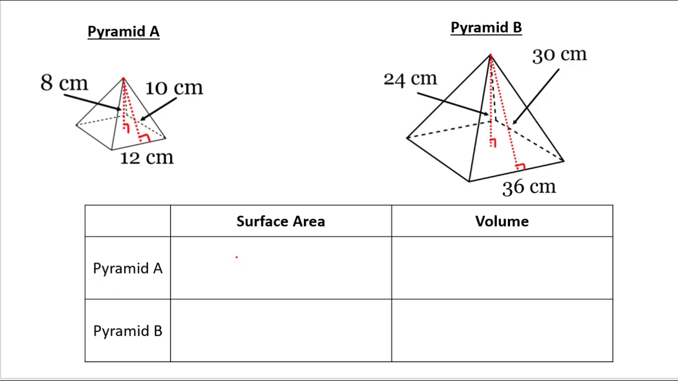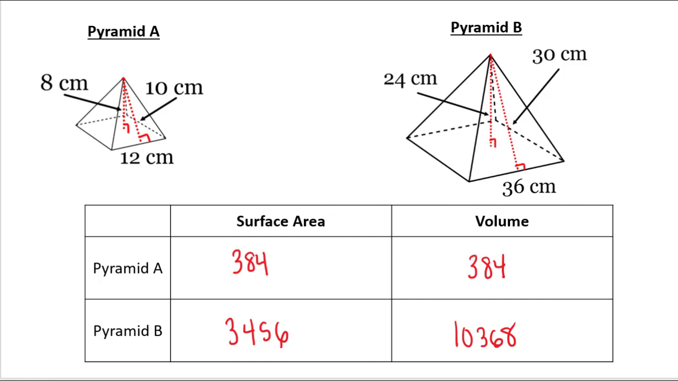So for the surface area of A, you should have gotten 384. For the surface area of B, you should have gotten, I'm sorry, I'm doing this wrong because it's written wrong in my notes. For the volume of A, you should have gotten 384. And for the volume of B, you should have gotten 10,368.